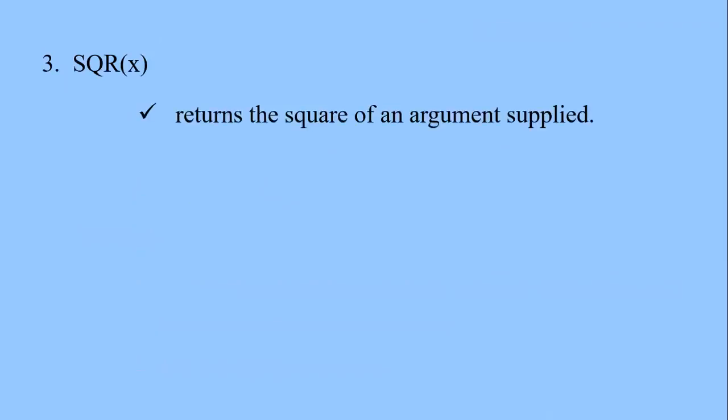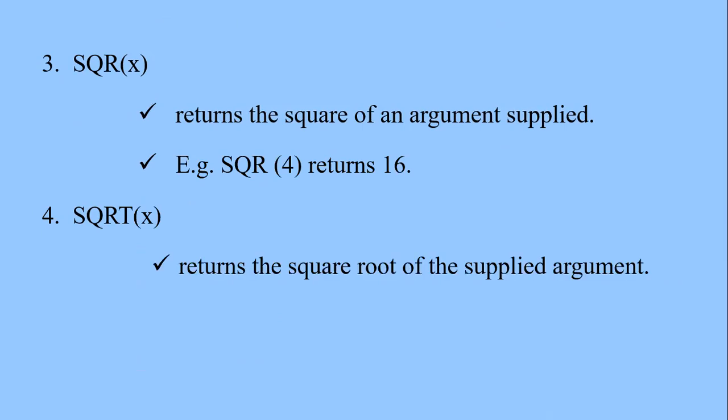SQR(X) returns the square of an argument supplied. For example, SQR(4) returns 16. SQRT(X) returns the square root of the supplied argument. For example, SQRT(16) returns 4. That is the square root of 16.